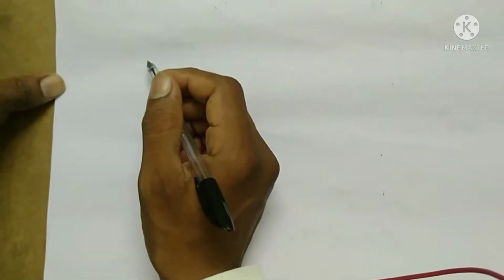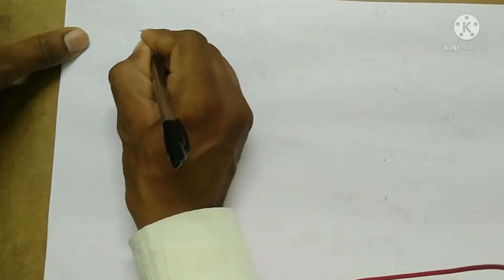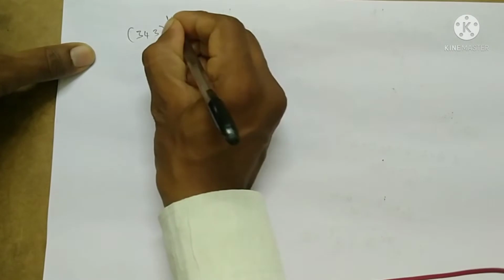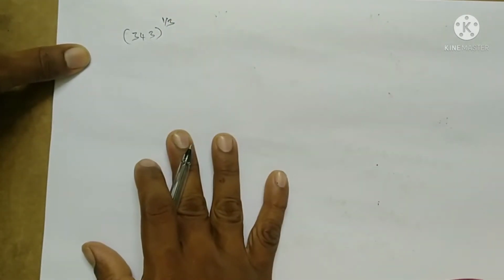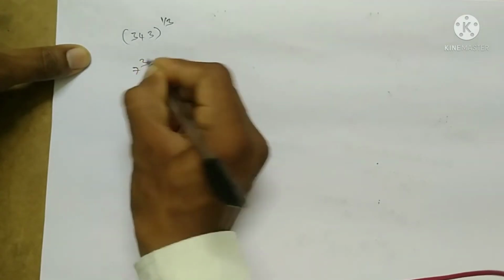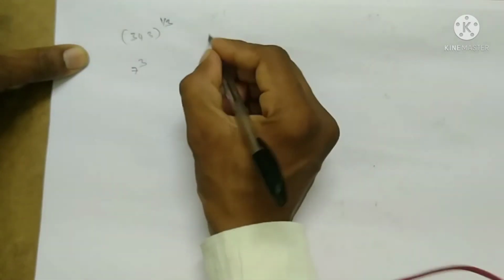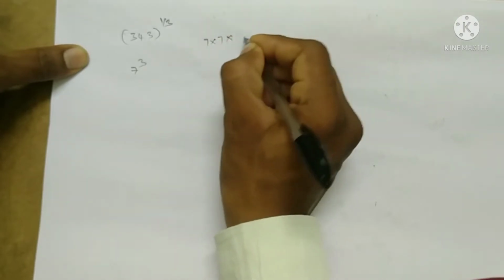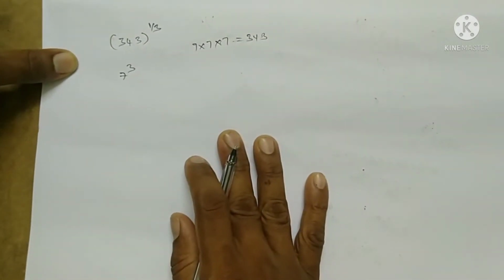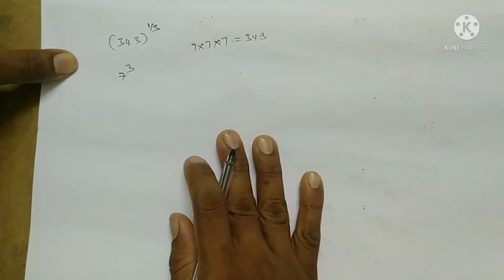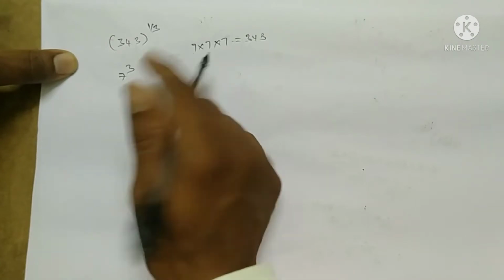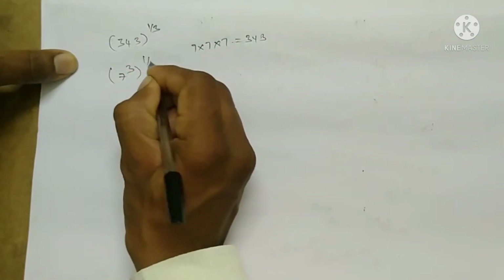Next question, 343 whole to the power of 1 by 3. So 343 means 7 cube. 7 sevens are 49, 49 sevens are 343. So we can take it as 7 cube. So whole to the power of 1 by 3.